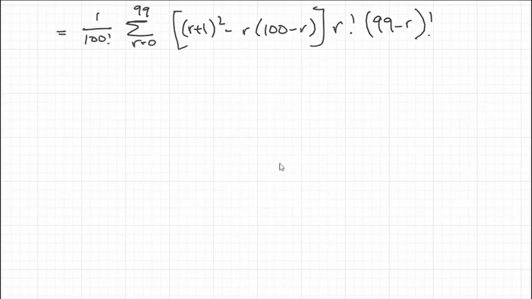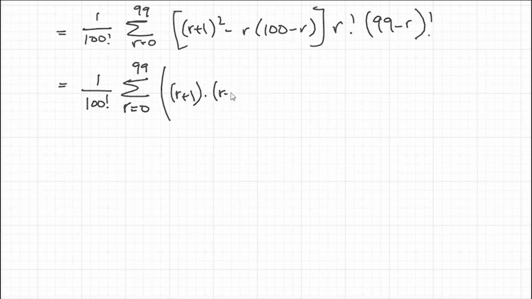Okay, so plugging in the expression we just had, we get that our sum is equal to this thing here. So now what we're going to do is just expand out the bracket. So this is 1 over 100 factorial, nothing changes here. Sum from r equals 0 to 99. Now (r plus 1) squared times r factorial, 99 minus r factorial. Well, we can take one of these r plus 1s, join it with the r factorial, and we're going to get an (r plus 1) factorial. So the first thing here is going to be (r plus 1) multiplied by (r plus 1) factorial, multiplied by 99 minus r factorial. And then we're going to subtract off this times this thing here.